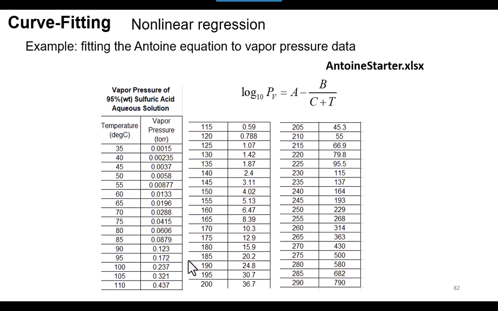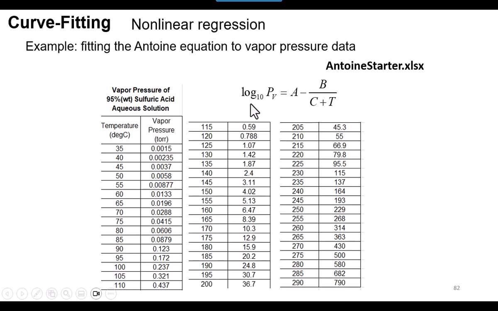So what we're going to do is look at a well-known example here, and that is fitting the Antoine equation to vapor pressure data. And we have a spreadsheet set up for you here, but these are the data, their vapor pressure of concentrated sulfuric acid at different temperatures from 35 Celsius to 290. And one thing to note here that we'll get to later is that the vapor pressure here is very low, and here it's 790. And actually the ratio of this to this is over 500,000. So there's a tremendous difference in the magnitude of these values and these values.